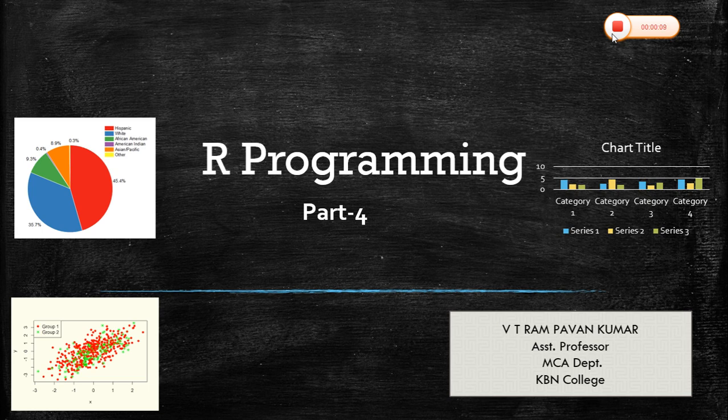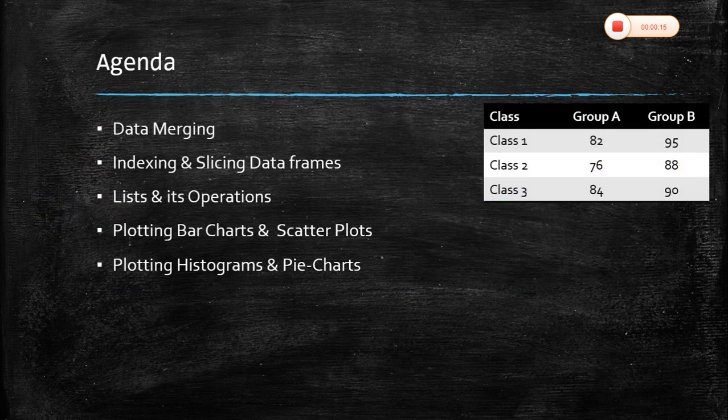In this session, we will be dealing with how to draw scatter plots, pie charts, bar charts and histograms, as well as data merging in R. So let us quickly move on to our agenda: how we perform data merging, how we perform indexing and slicing operations on data frames and lists and their operations, and plotting bar charts, scatter plots, histograms and pie charts.